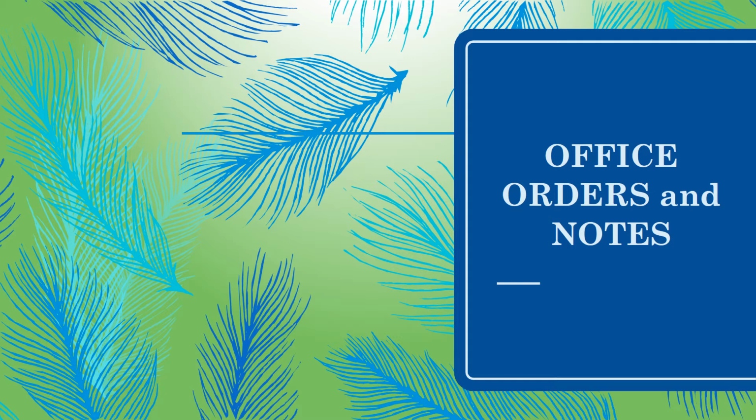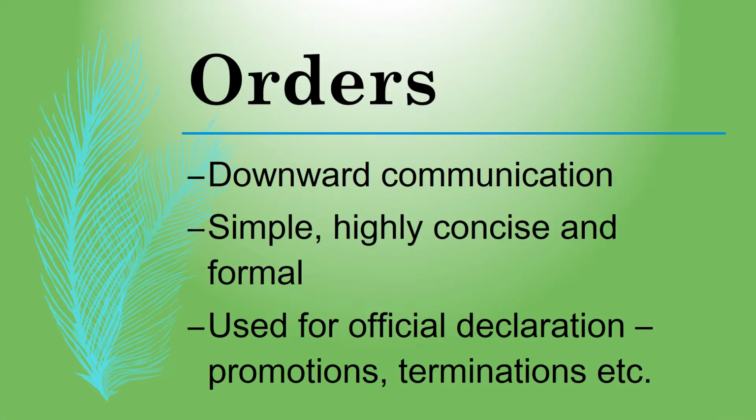We also have here office orders and notes. These office orders are downward communications, though circulars and memorandums are also to be considered downward communications. Orders are literally downward communications, no? It is simple, highly concise, and very, very formal. It is used for official declarations, promotions, terminations, and others. This could also be used as annexures.